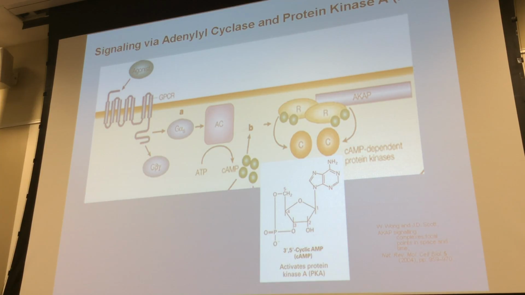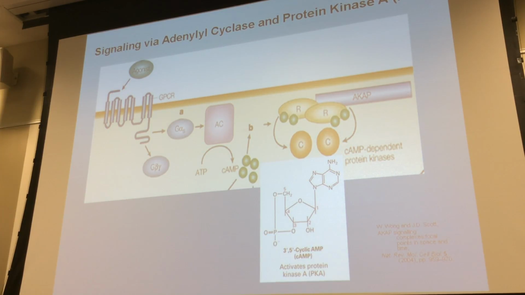So these 4 proteins are bound generally to each other in the inactive state. And when cyclic AMP triggers them, it's got 2 binding sites on each one of the regulatory subunits. When each regulatory subunit gets bound, it releases these catalytic subunits from where they were previously bound to the regulatory subunits. And now these catalytic subunits are free to diffuse into the cell where they can encounter some of their substrates. Now you can see we've got this little bar over here called AKAP.